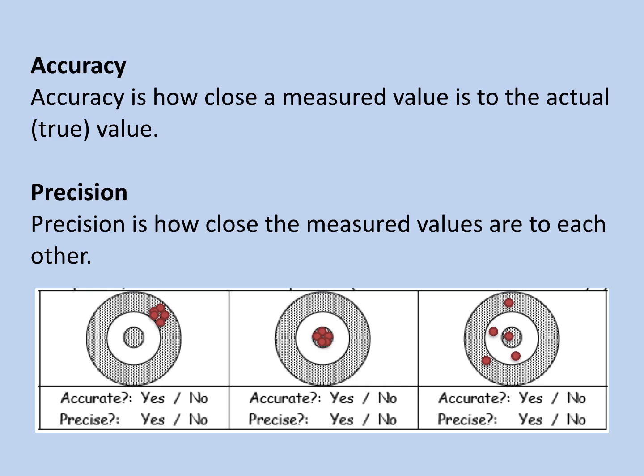So if we look at these targets at the bottom of this screen, we'll see that the person firing the arrows at the targets have had very different results. In the first one, they're all bunched together, but not near the bullseye. The second one, they're all bunched together near the bullseye, and the third one, they're spread all apart. So when we're looking at accuracy, we can see the first one is inaccurate. The second one is very accurate, and the third one is inaccurate.